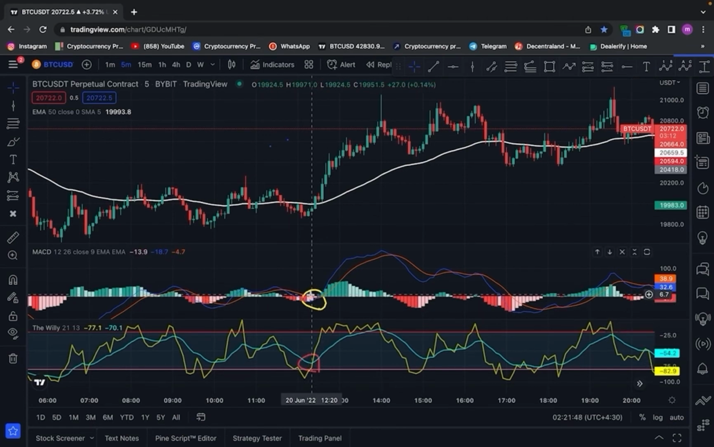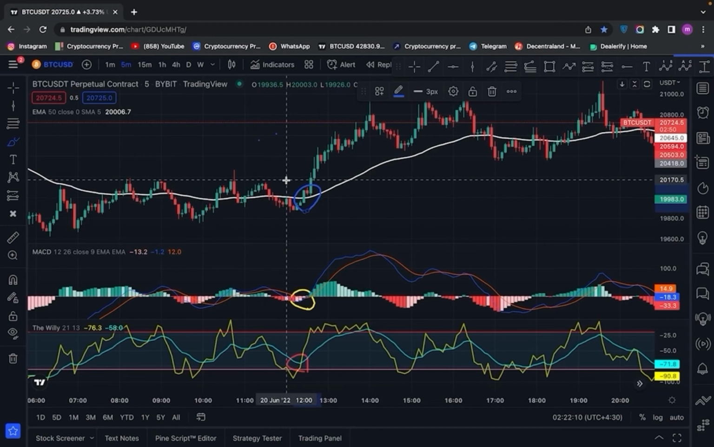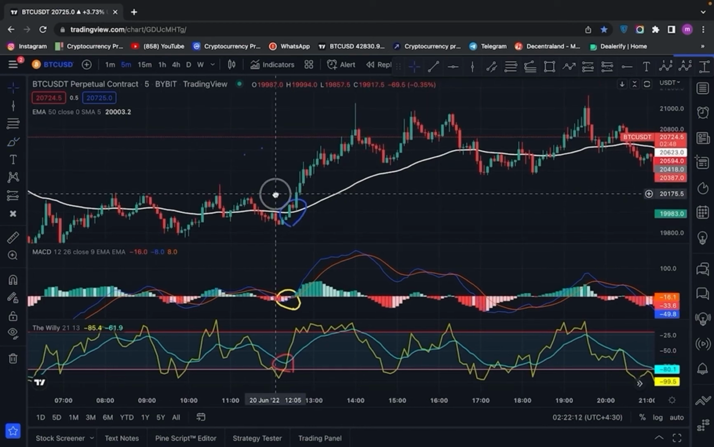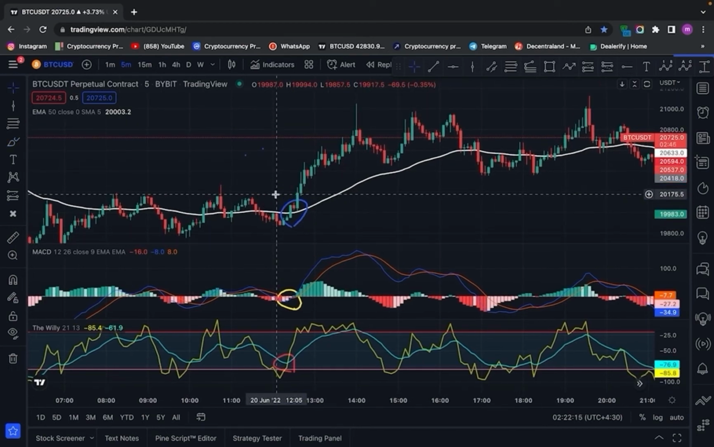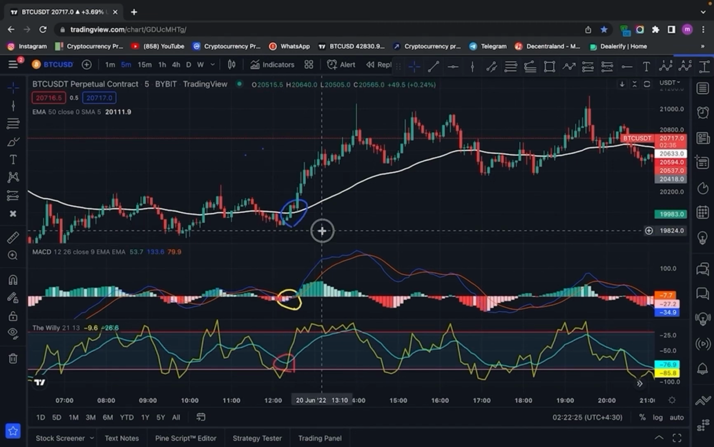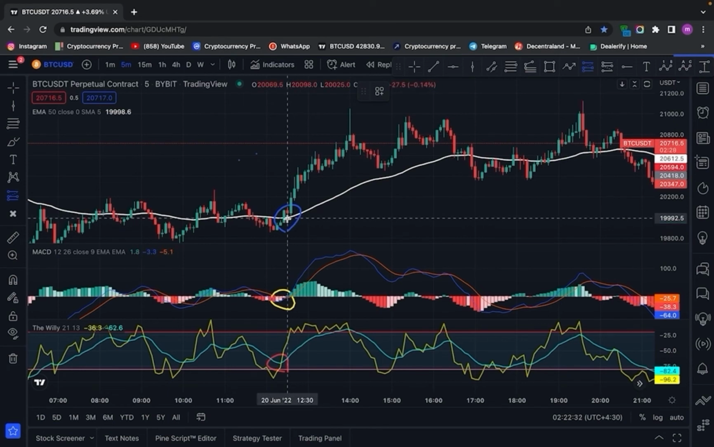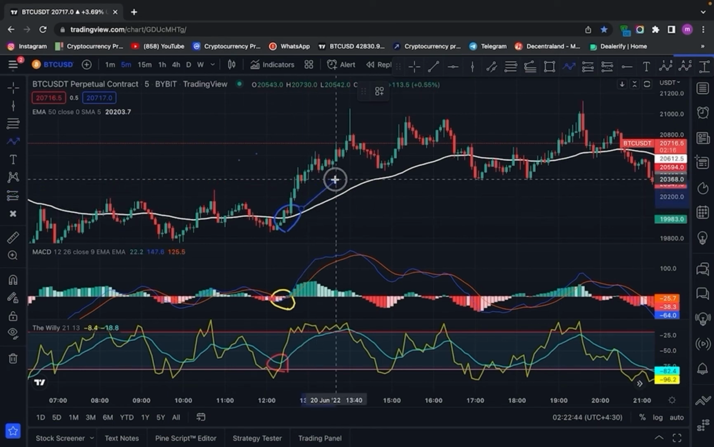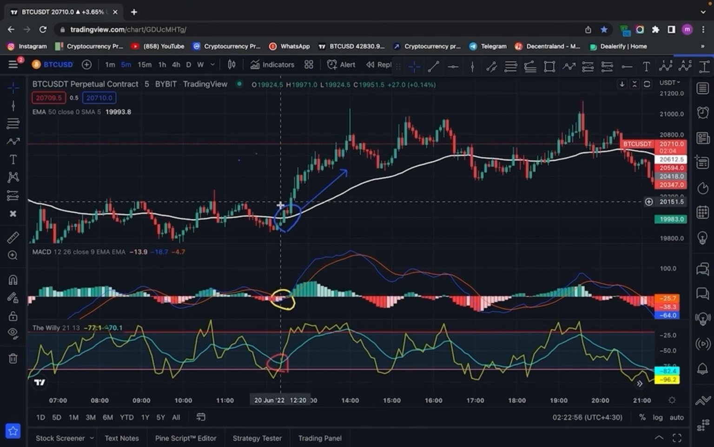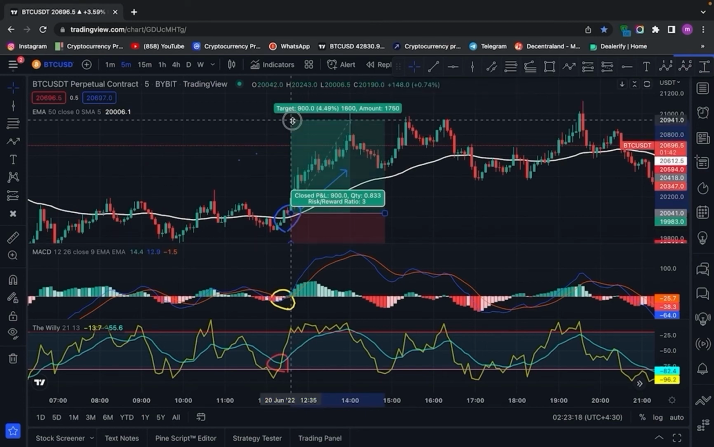Our third condition is that whenever these 2 indicators give us a buy signal and the price is above the EMA line, we can enter a buy position. So we need 3 conditions. First is the MACD indicator. Second is the Williams indicator. And the third condition is that the market trend is the same as the indicator signals. For example, in this case, if the price is above the EMA line, we can enter a valid trade. We could have the risk to reward 3.